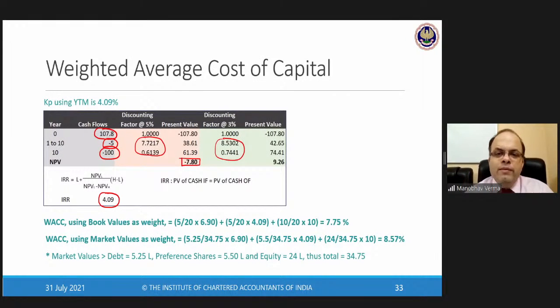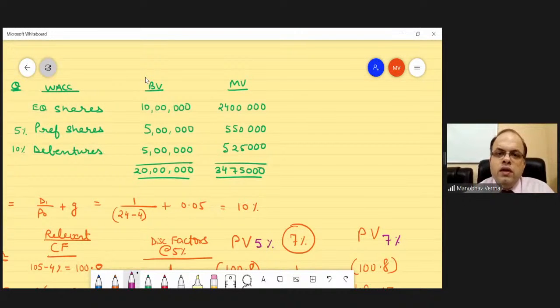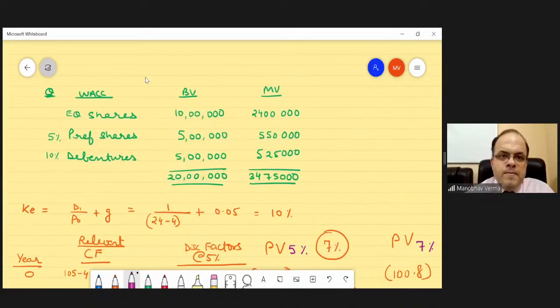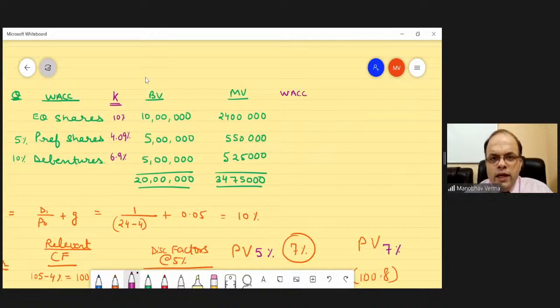Okay, so guys, now we have got 3 elements, right? What all did we need for our weights? We're talking about the original weights here. So can we plot the cost of capital here maybe? Let's plot our costs here. We have 10%. We have 4.09. We have 6.9. What you have to do is calculate a WACC here using book value as a weight and market value as a weight. We have the weights in front of you. Let's see what answers you are giving me for WACC.